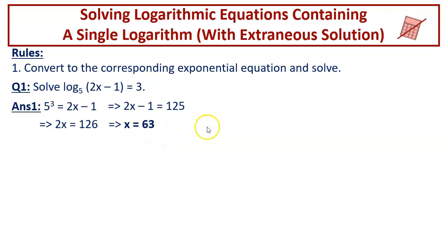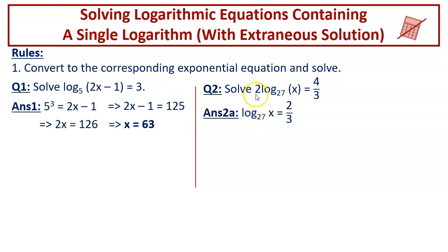Okay. Coming to question number 2. Solve 2 times log of x to the base 27 is equal to 4 over 3. Now this question, I have solved it in 2 ways. I'll be showing you both the ways. So first method, I have divided both the sides by 2, because we are having 2 over here and this is 4, so we can divide this by 2.